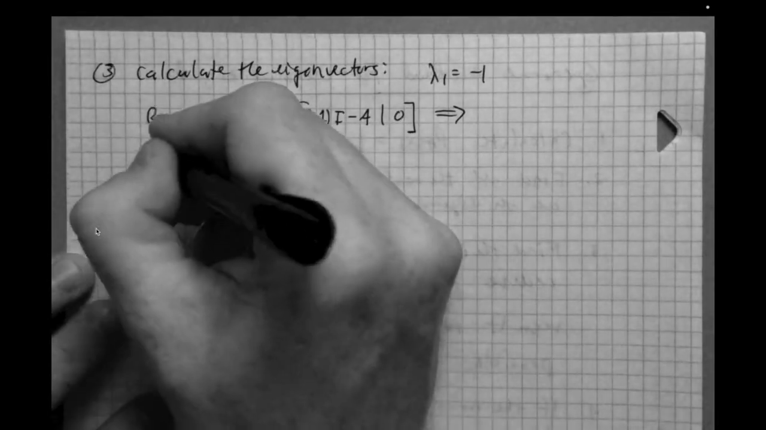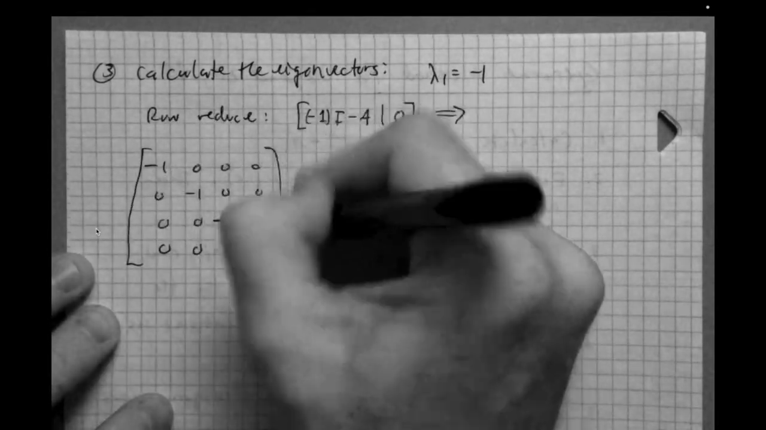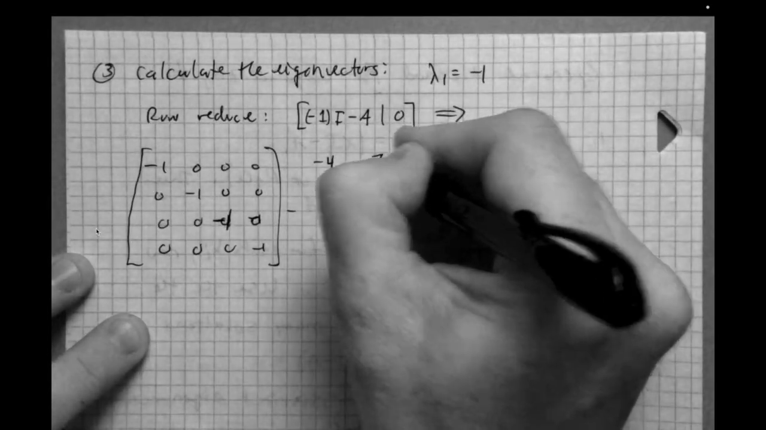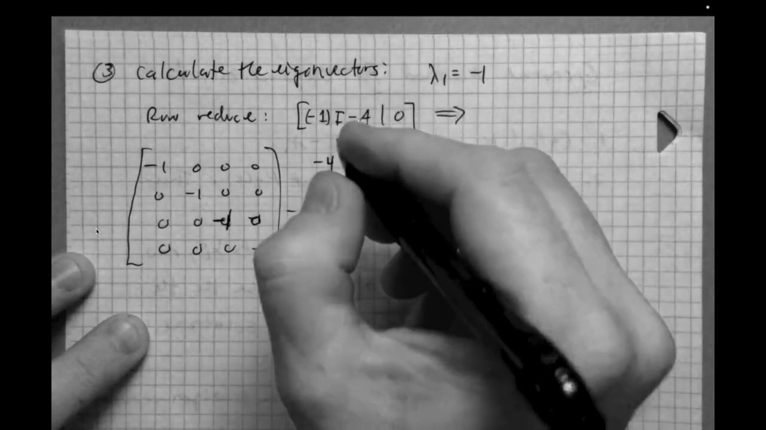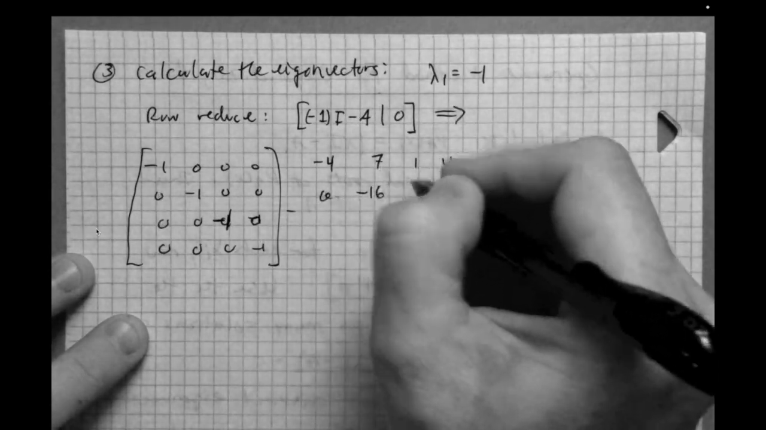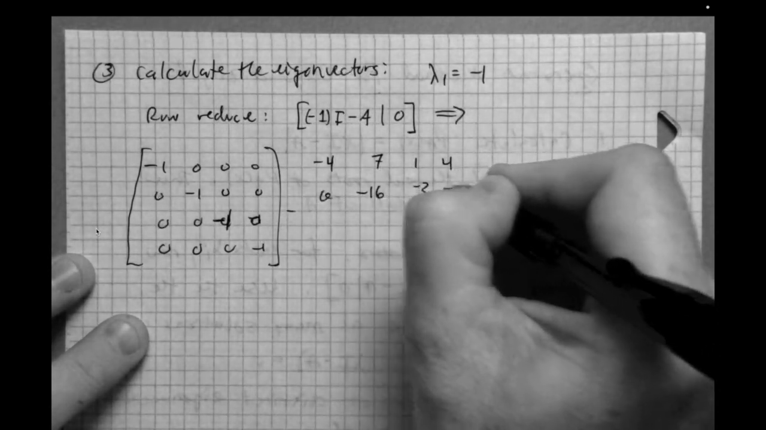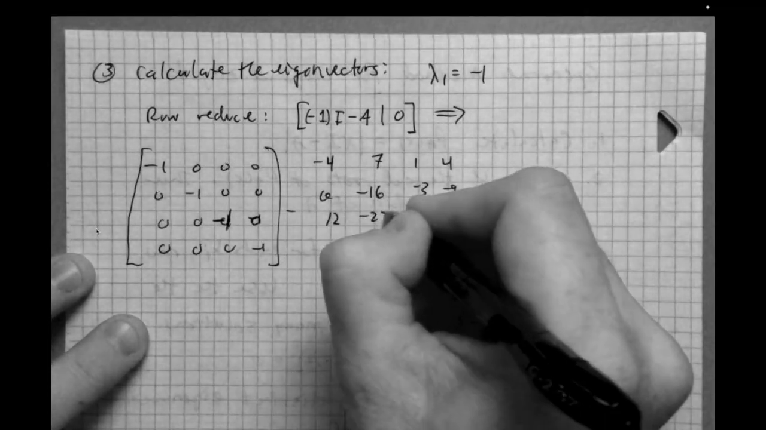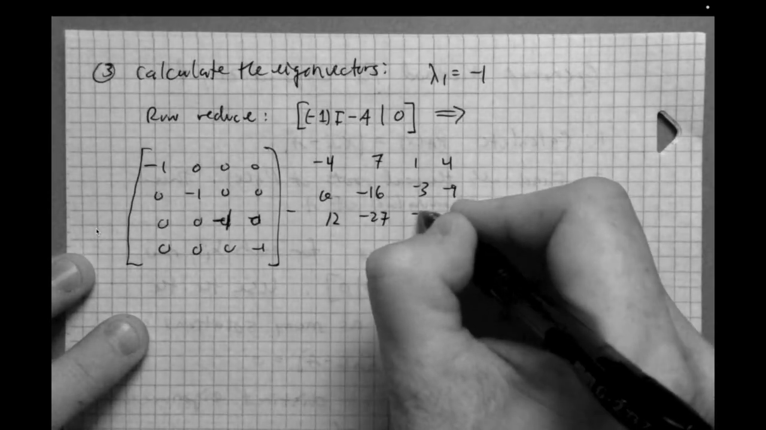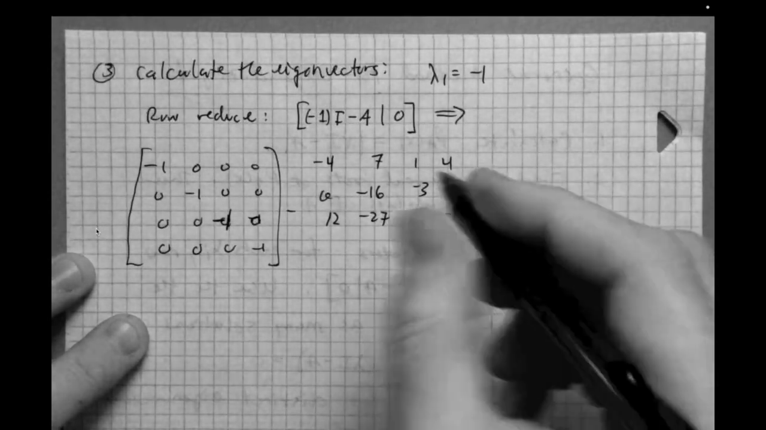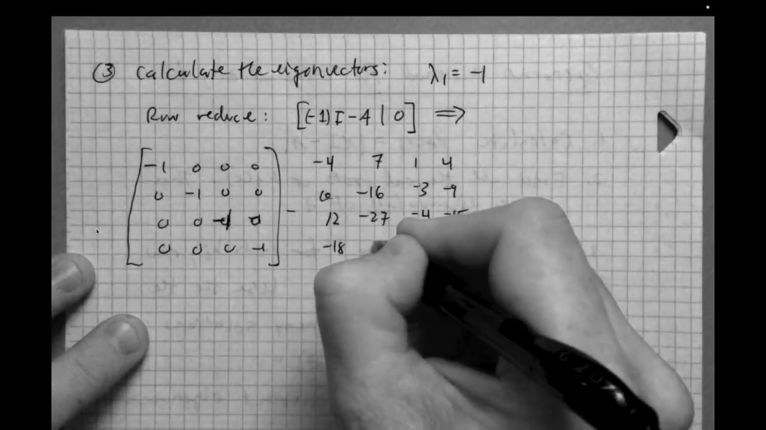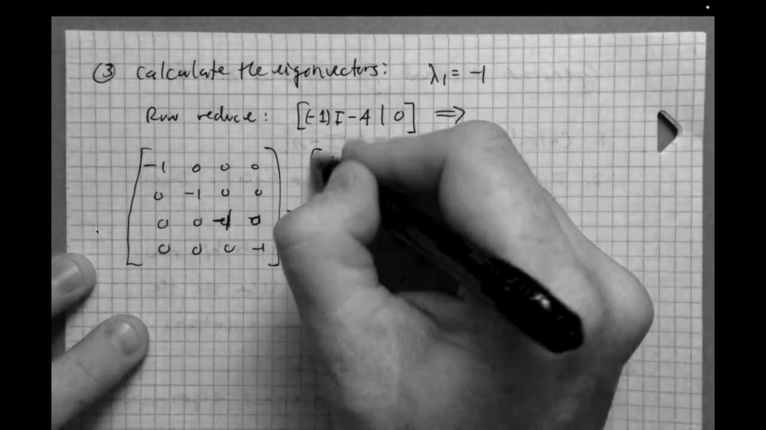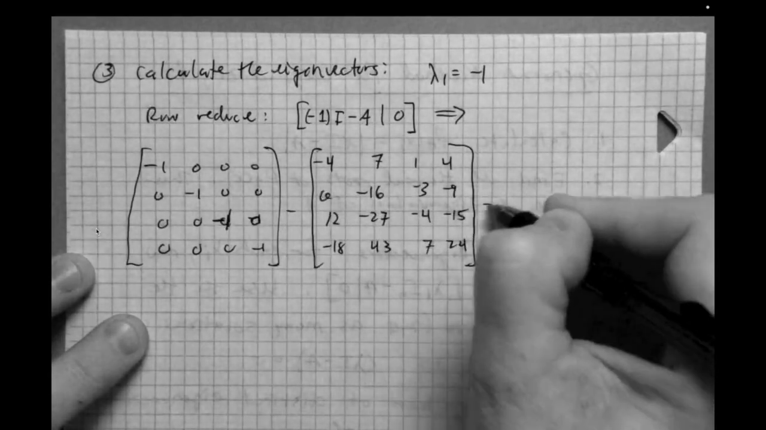Like that. So you've got that guy minus A, which is -4, 7, 1, 4, 6, -16, -3, -9, 12, -27, -4, -15, -18, 43, 7, 24. Writing out these arrays is a little much.